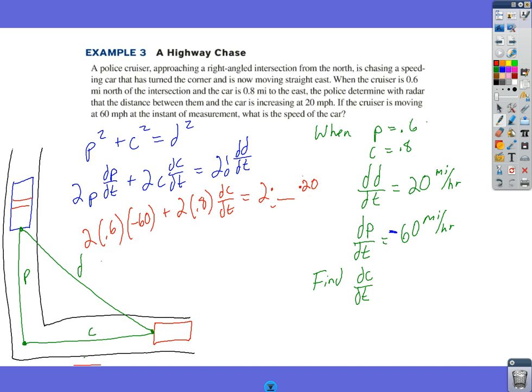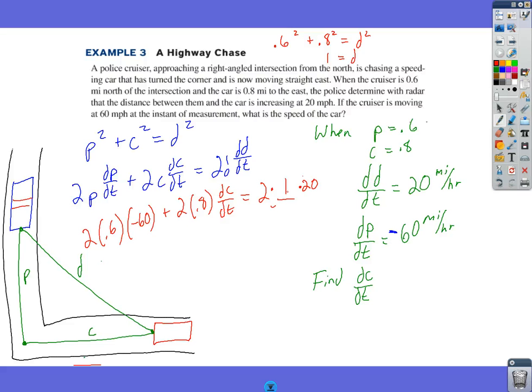How can I possibly find out what D is? I need to know that. But again, I'm at the instant. When I'm at the instant, it is okay for me to plug in stuff. It is not okay to plug in stuff when I'm not at my instant. So because I'm at my instant right now, I can say that 0.6 squared plus 0.8 squared is equal to D squared. I can find out, at the instant that all these measurements are happening, the distance between the two. And when solving, I find that D is equal to 1. At that instant, it's exactly 1 mile apart.